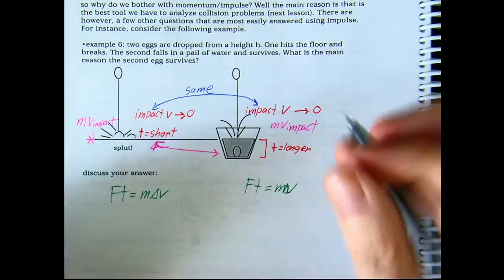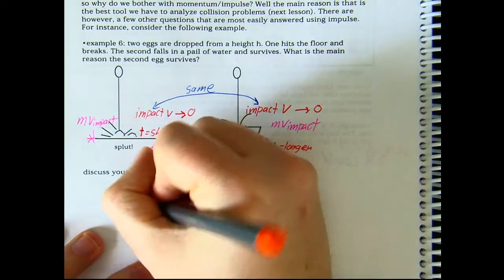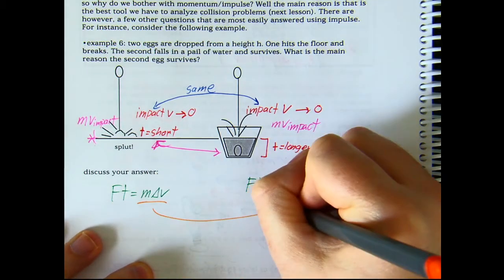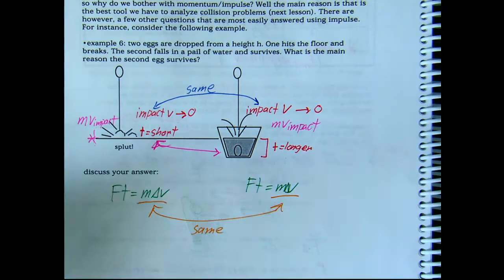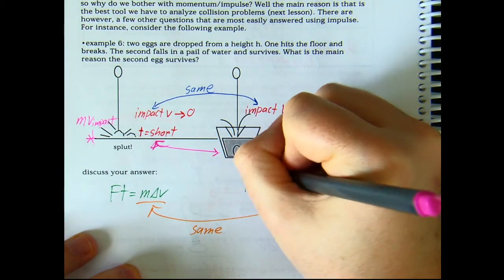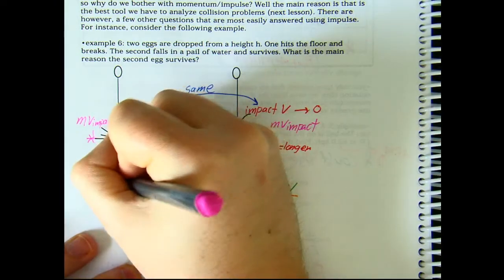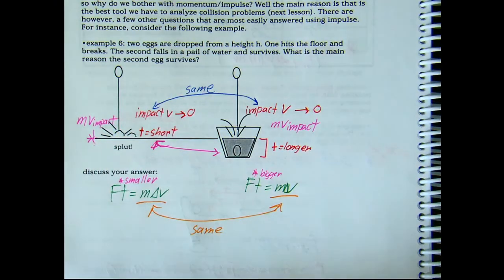Hopefully that argument makes sense. So that one and that one are the same. But this t value is bigger, while this t value here is smaller. So let's see what that does to the force.